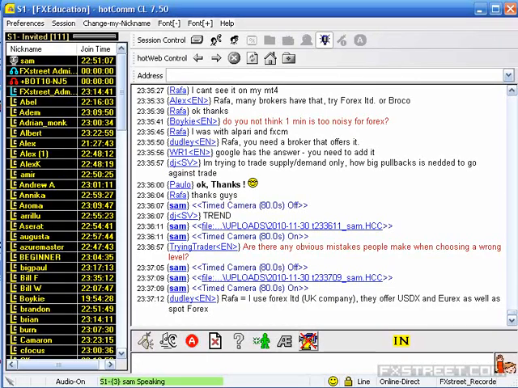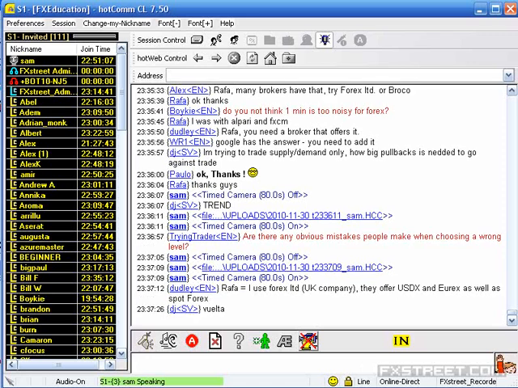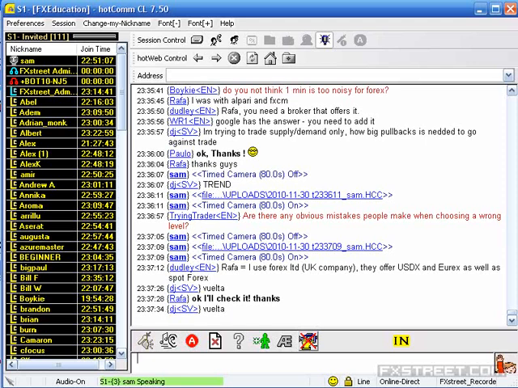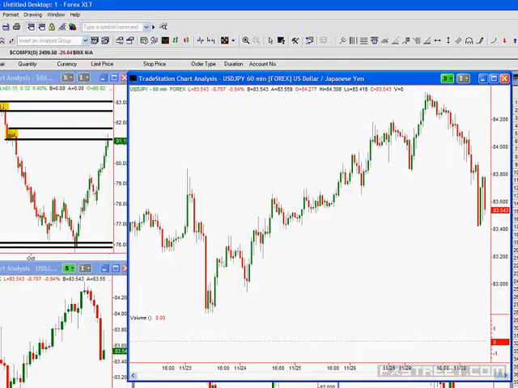There are a few things to check. Number one, where is that level in the bigger picture? Number two, is it a fresh level? That's a big one that people mess up. It's got to be a fresh level. Number three, is there a significant profit margin with it, meaning is there room to the nearest opposing level? Things like that.